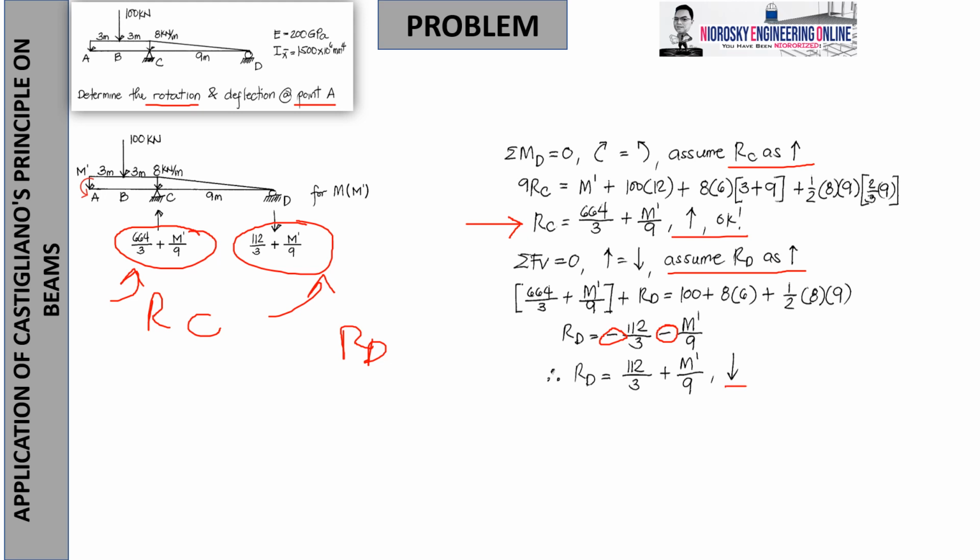So, ganun din po. Pag sinabi kong, kunwari, RD, nakuha nyo. Sample lang, no? Negative 112 over 3 plus M prime over 9. You can never tell, no? Kung sa ano yung direction ito, unless you know what's M prime. So, therefore, dahil nag-assume ka na upward, iligay mo upward. Para sa rotation, alam mo kung ano yung dapat mo i-consider. Okay? And then, using statics will do the trick.